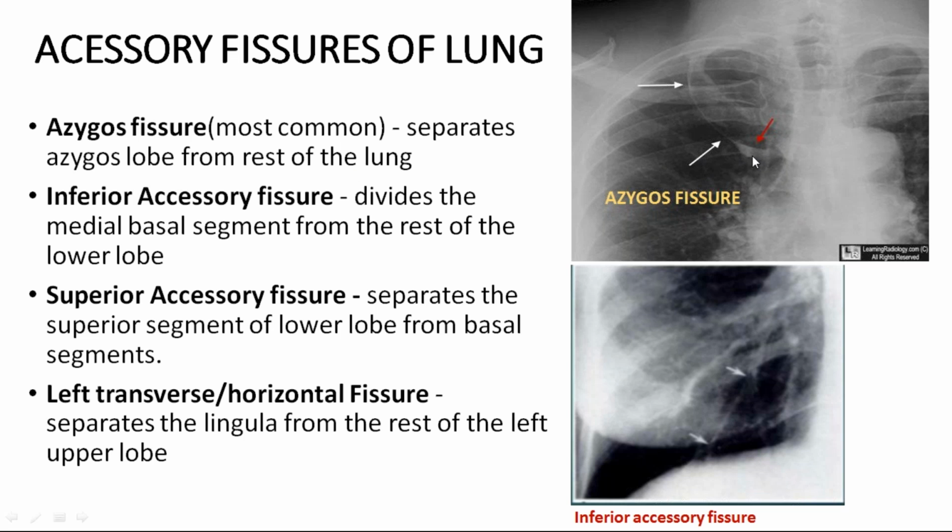This is the frontal radiograph showing azygous fissure, and the red arrow indicates the azygous vein. This is due to incomplete migration of the azygous vein. Instead of migrating cranially, it will invaginate and form a groove within the lung, forming the azygous fissure. The second most common is the inferior axillary fissure. It divides the medial basal segments from the rest of the lower lobe.